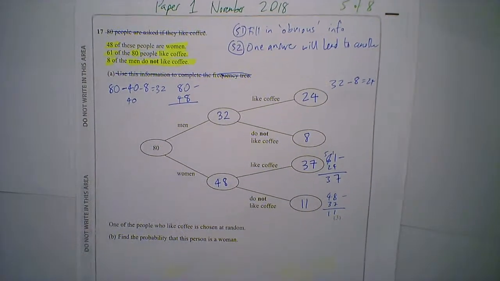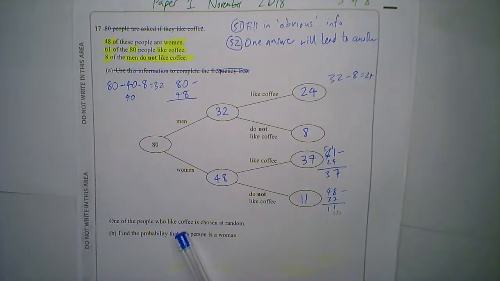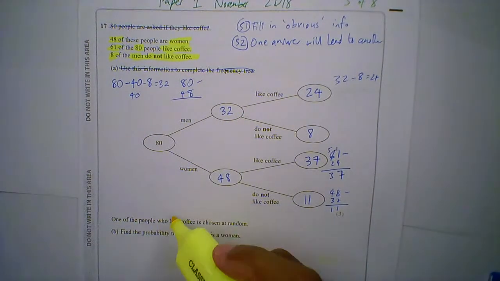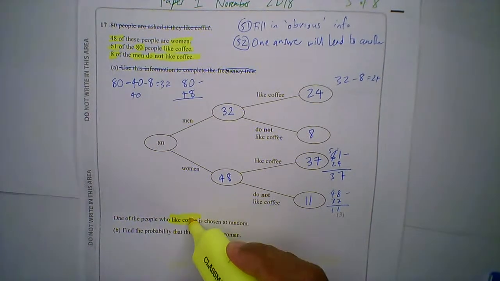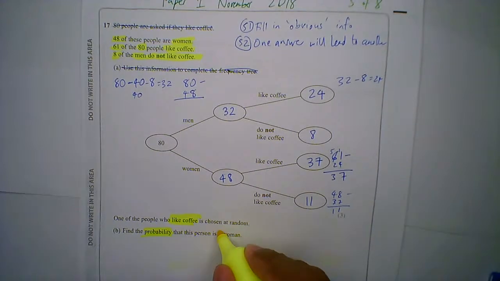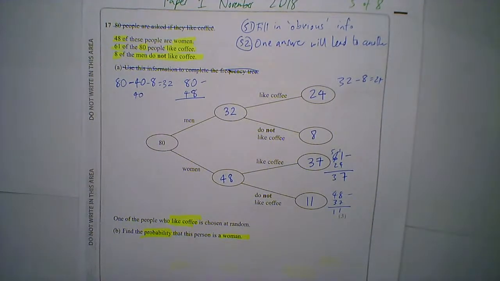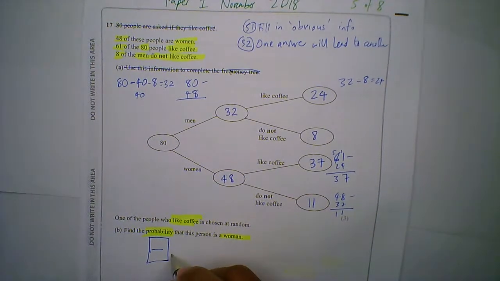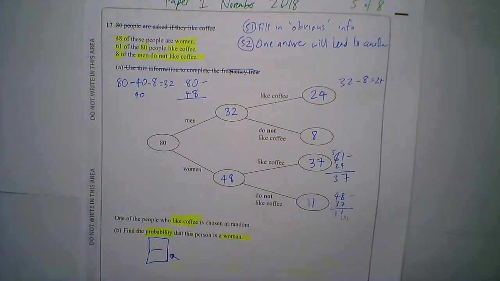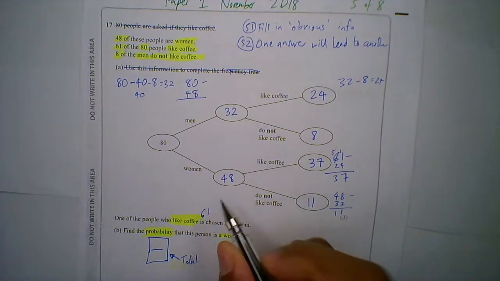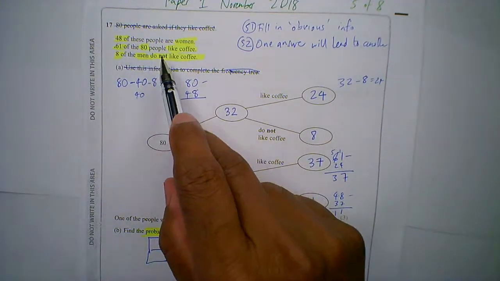All right, part B. One of the people who like coffee is chosen at random. So someone who likes coffee is chosen at random. Find the probability that this person is a woman. So similar to before, probability, I've got 2 parts. What's my total in this occasion? My total in this occasion is not just a simple one, it's people who like coffee, and that's 61. 61 of the 80 people like coffee.